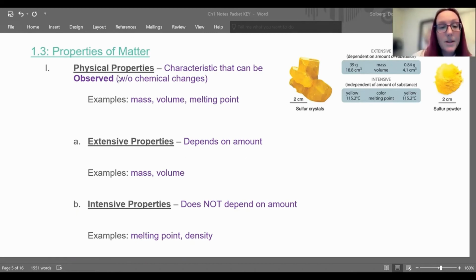There are going to be physical properties and chemical properties. We're going to start with physical properties because those are the most simplistic. These are any characteristics that can be observed without making a change to it. So if you have a substance, you should be able to observe or measure a physical property. This could be the mass or the volume or the melting point, something where you're not changing the chemical to actually get this measurement.